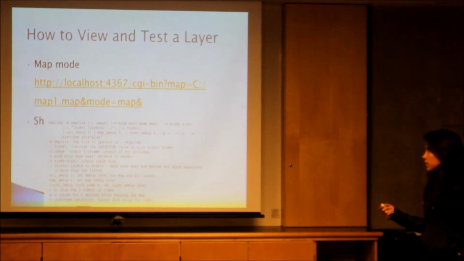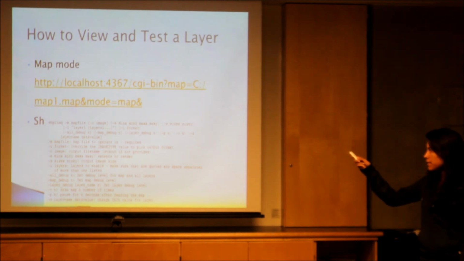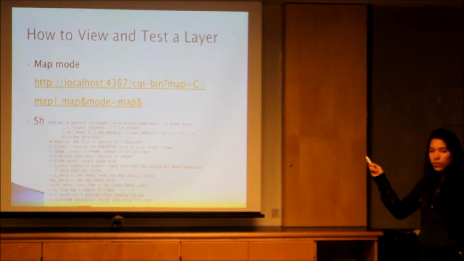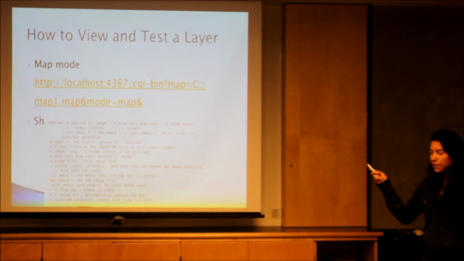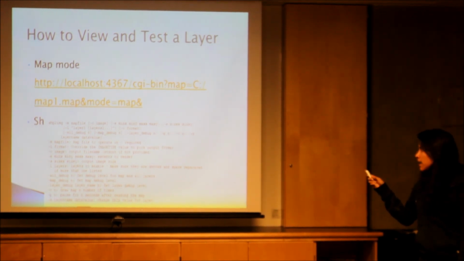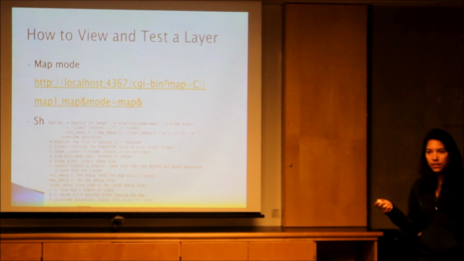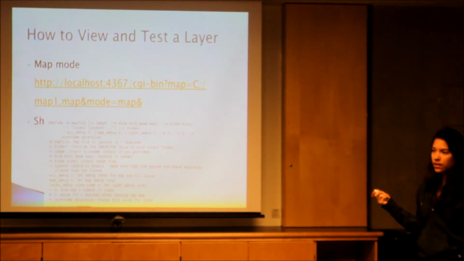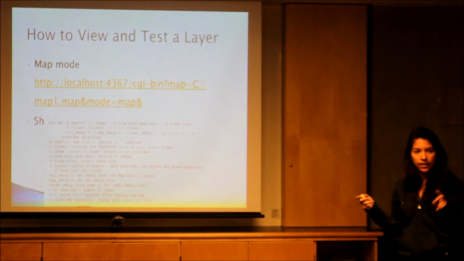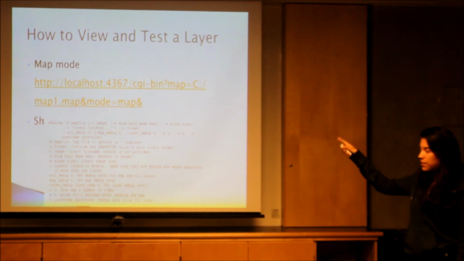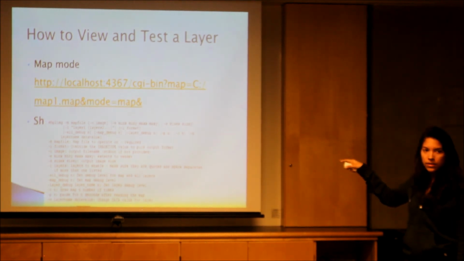So the way you view and test your layer, if you just want to see the image, you just have to provide the place where you store your MapServer and give the path of the map where you have your map file. And the ampersand is basically if you want to have variables. For example, for the SQL, we had start and end dates. So after that map, ampersand, you can just say start equals whatever you want as a default.